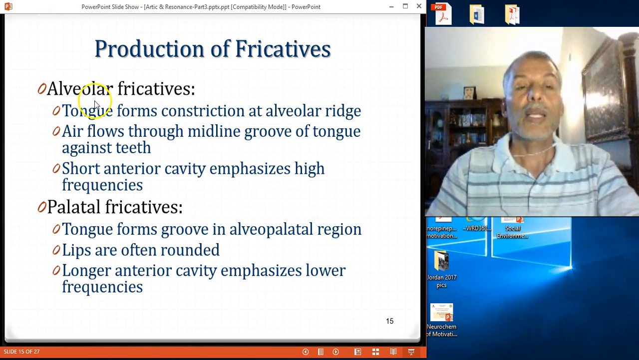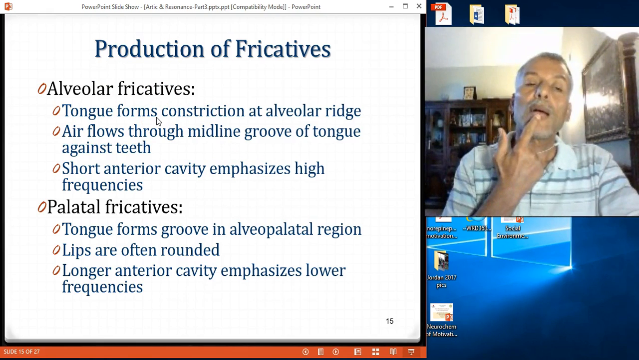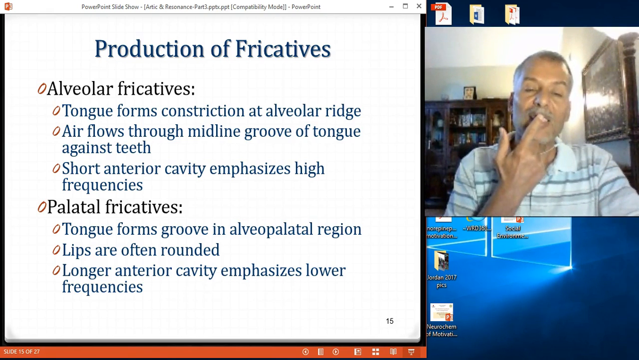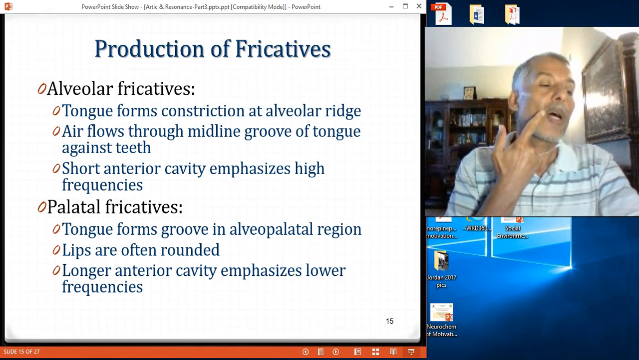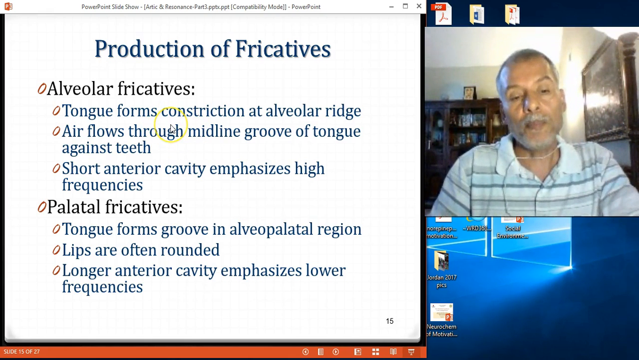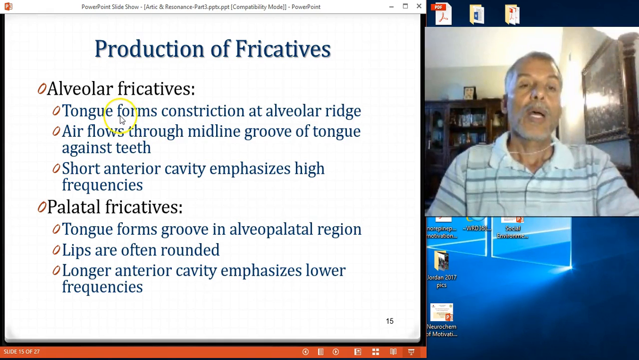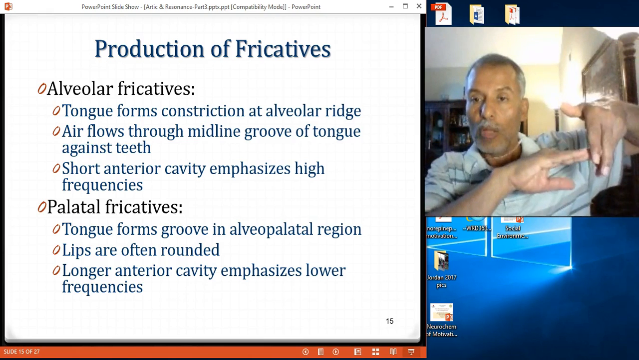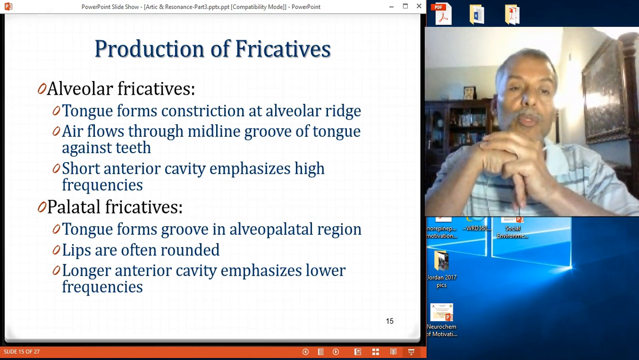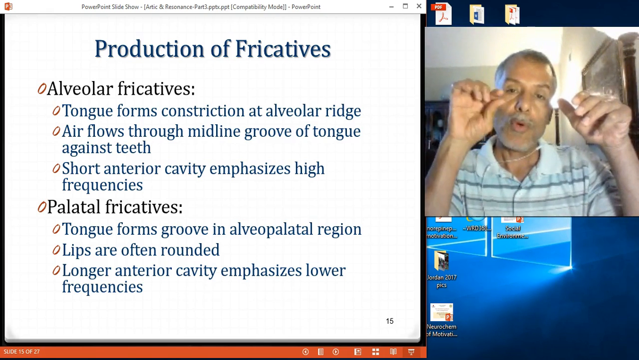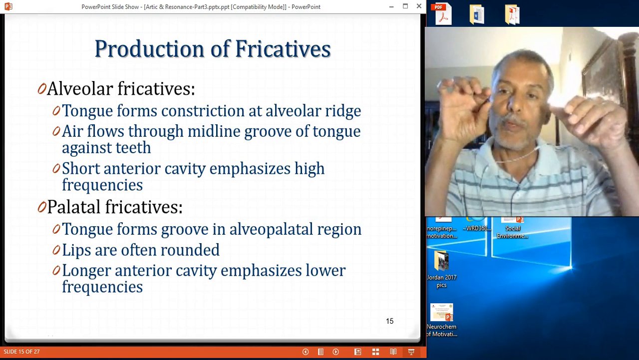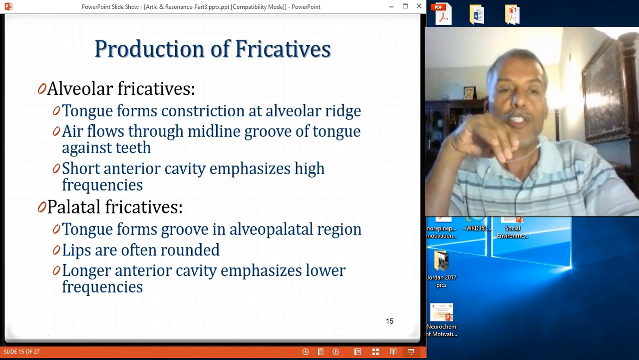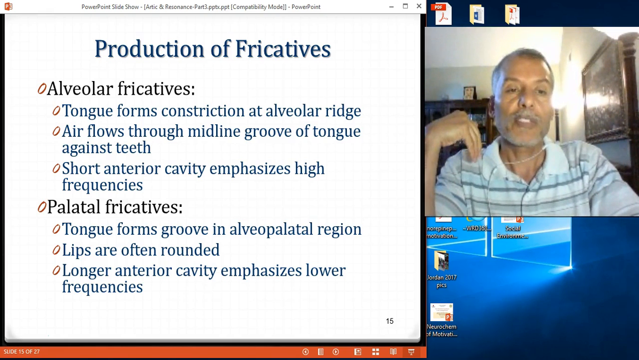So now we took the interdentals and the labiodentals, these four, and then we go back to the alveolar ridge, where we make the s and z. The tongue forms a constriction at the alveolar ridge with the help of the genioglossus and the superior longitudinal tongue muscle, and the air flows through the tiny groove in the middle between the tongue tip and the alveolar ridge. So it produces that fricative sound.